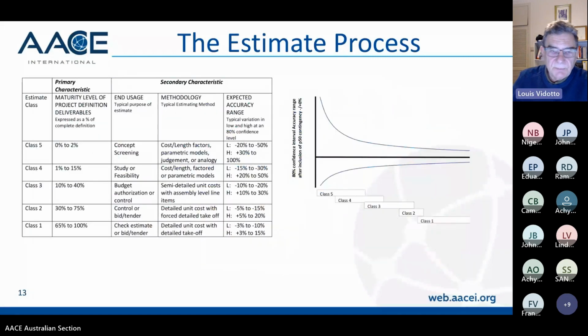So again, the estimating process is really about classes of estimate in accordance with AACE. So they talk about class 5 estimates, class 4, class 3, class 2, class 1, and they talk about the maturity levels of project definition deliverables, where a class 5 is concept or screening. So a lot of the estimate methodology is based on historical data, parametric estimating, maybe some equipment that sort of fits within what the project's going to look like.